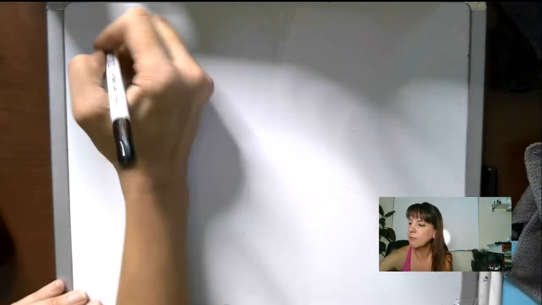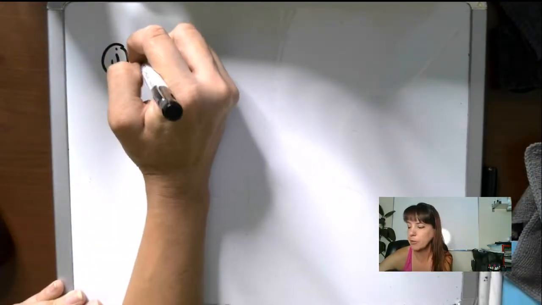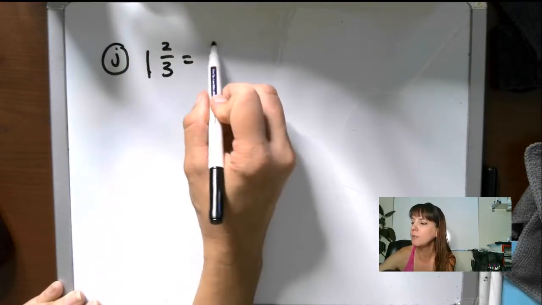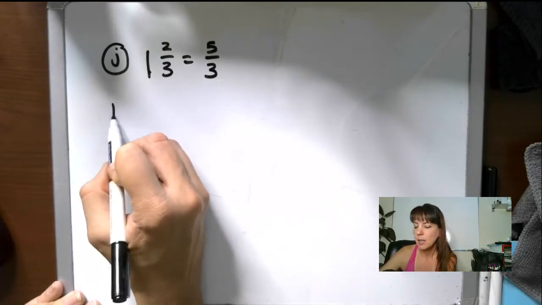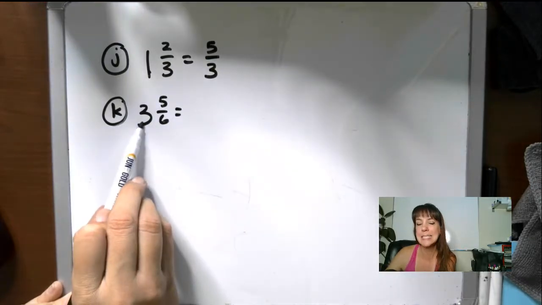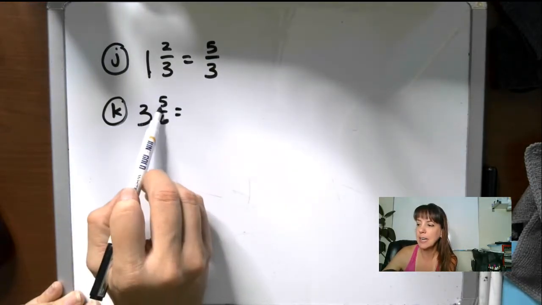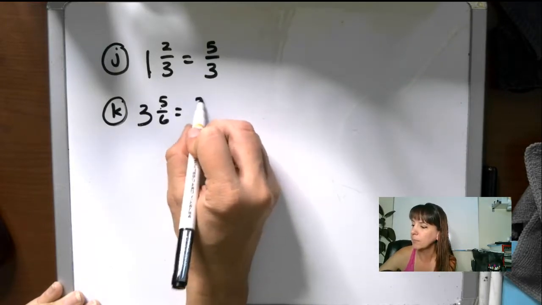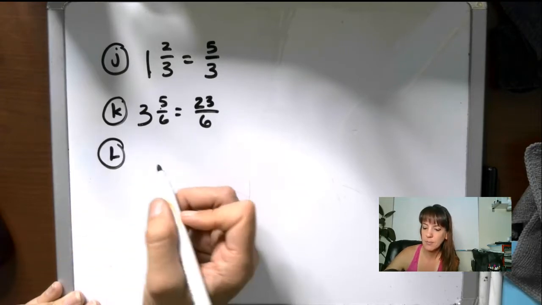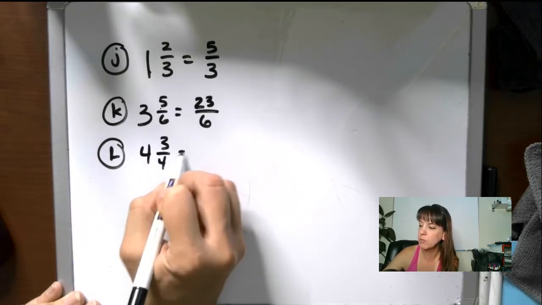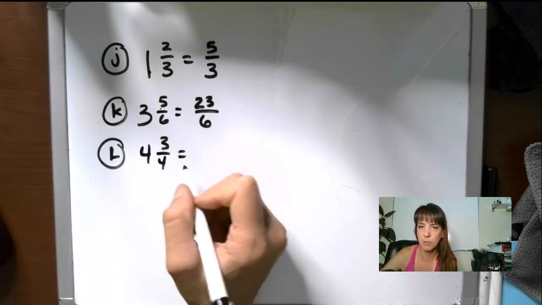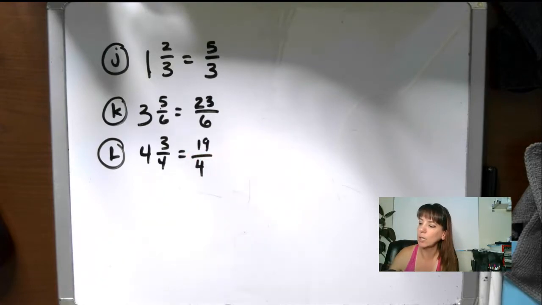Let's do J. Convert each of these into an improper fraction, 1 2/3. The way we do that again is 3 times 1 is 3 plus 2 is 5. 5/3. Okay. 3 5, 6. Again, 6 times 3 is 18 plus 5, which is 23. 23 over 6. So let's look at L. L is 4 3/4. 4 times 4 is 16 plus 3 is 19. So 19 over 4.